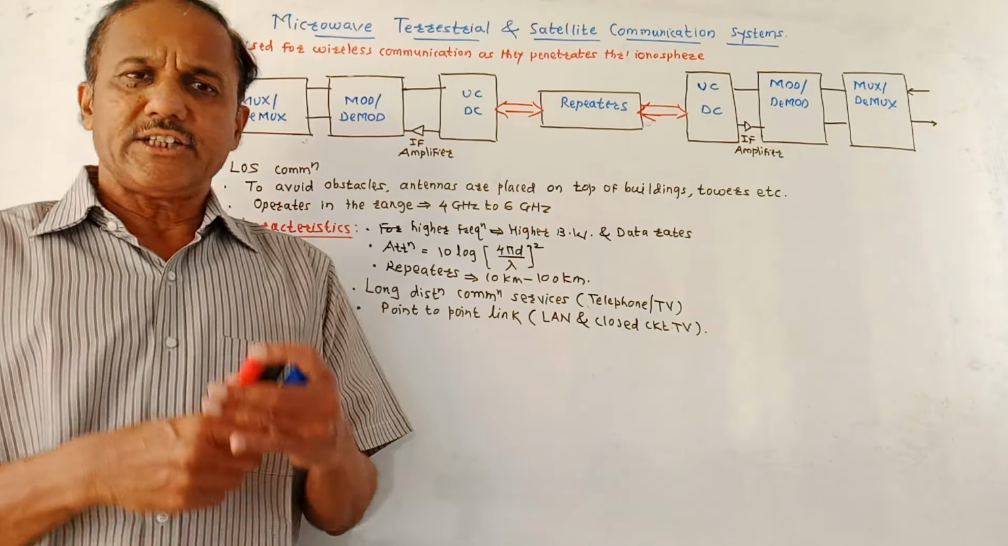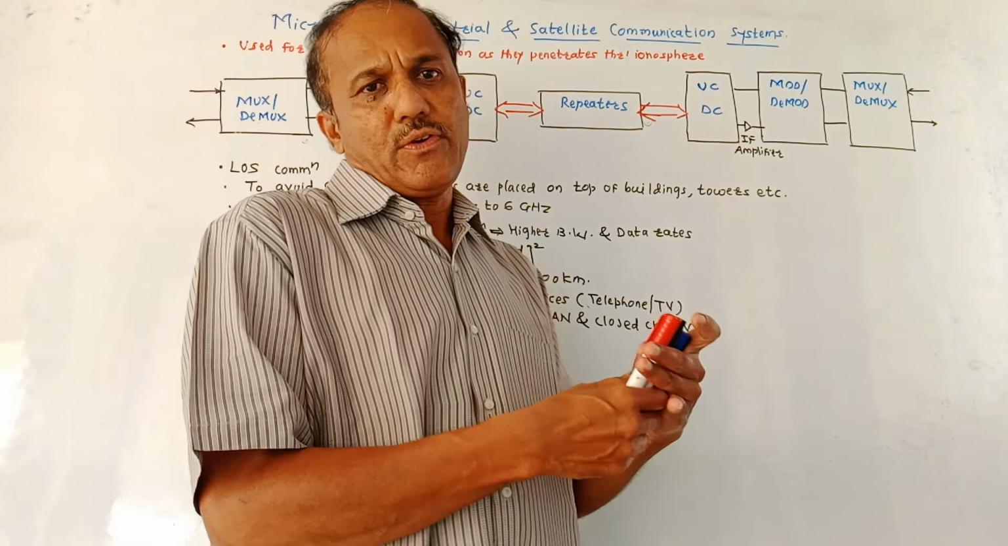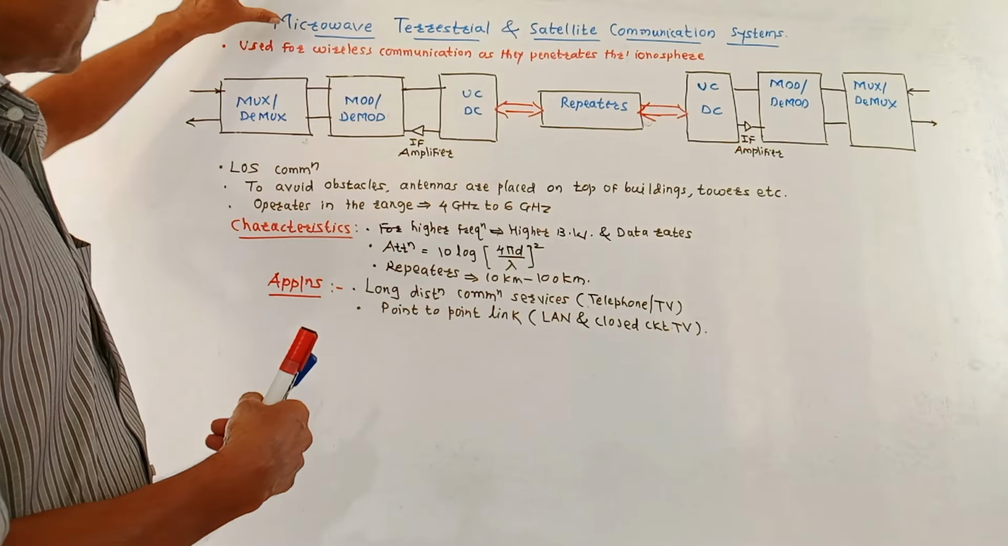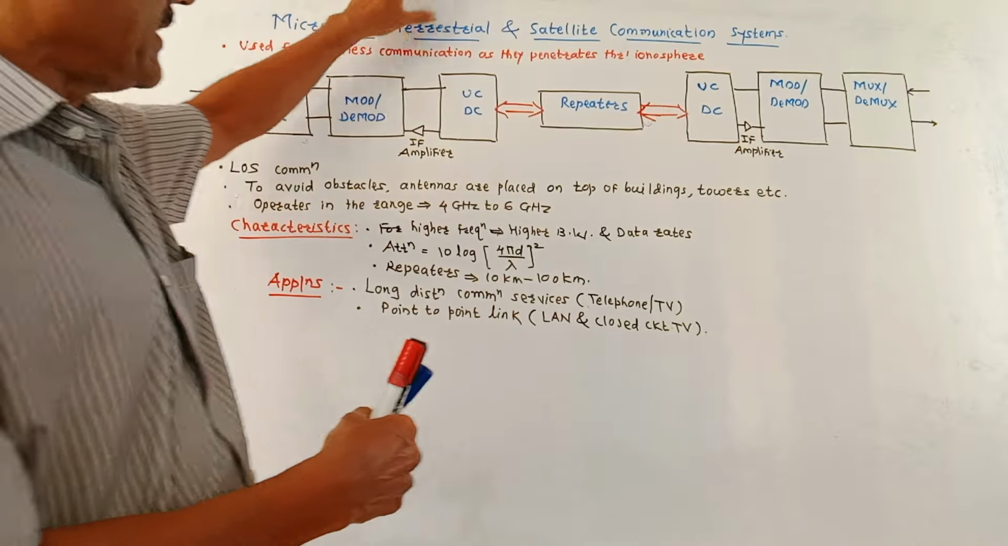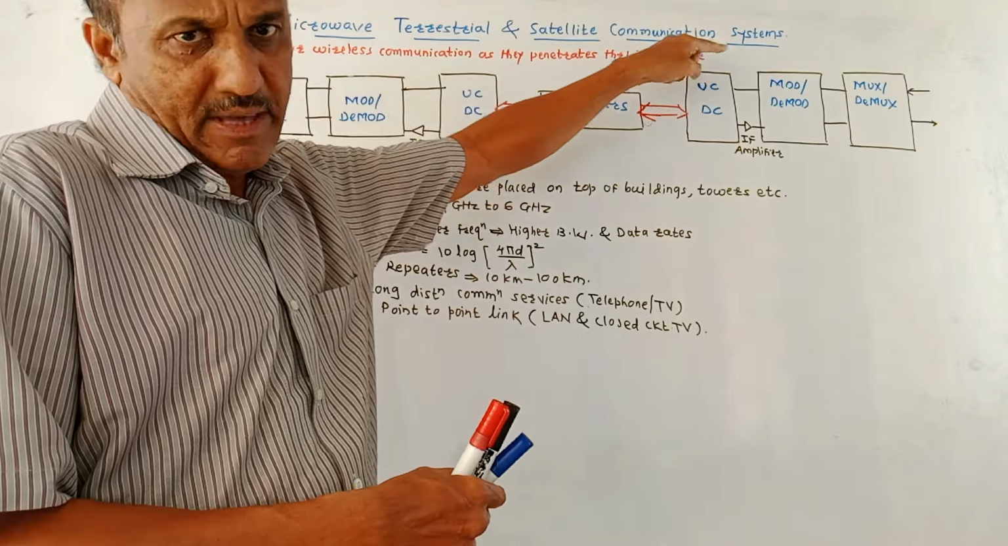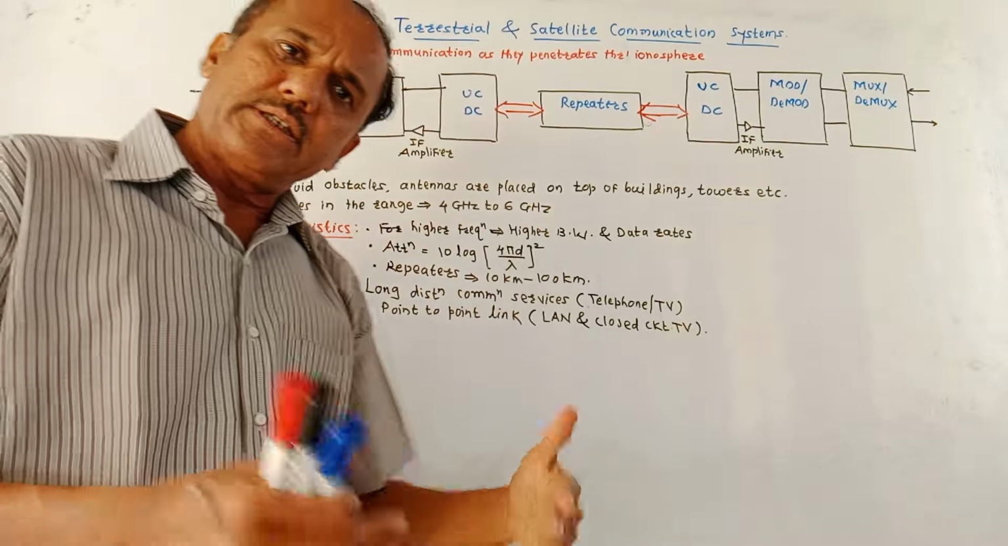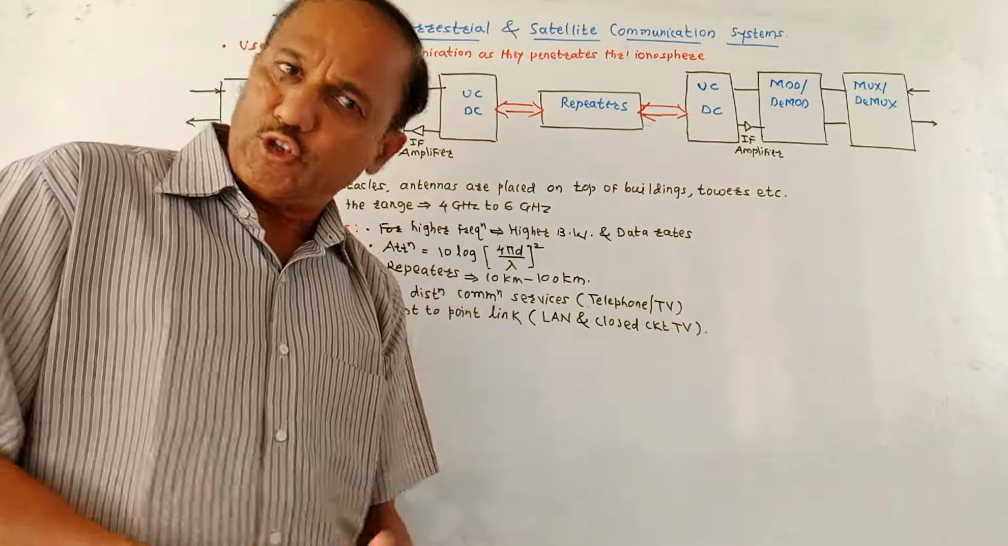Dear students, this is the quick revision session for microwave systems and microwave measurement techniques. So first we will discuss microwave terrestrial and satellite communication systems. Basically, microwaves are used for wireless communication systems because they can penetrate through the ionosphere.